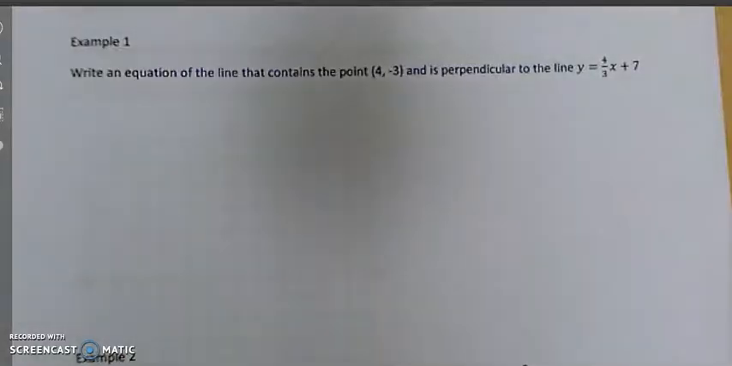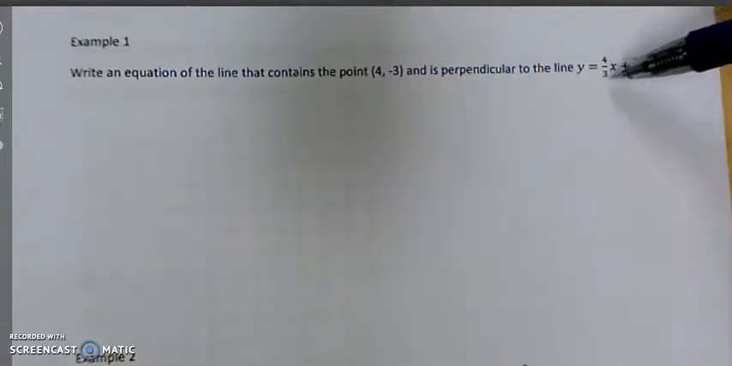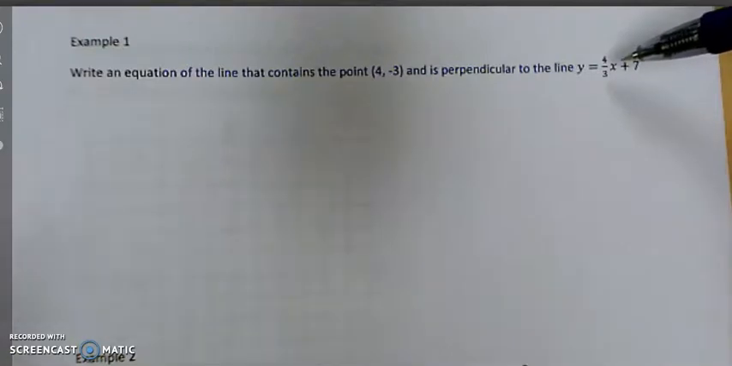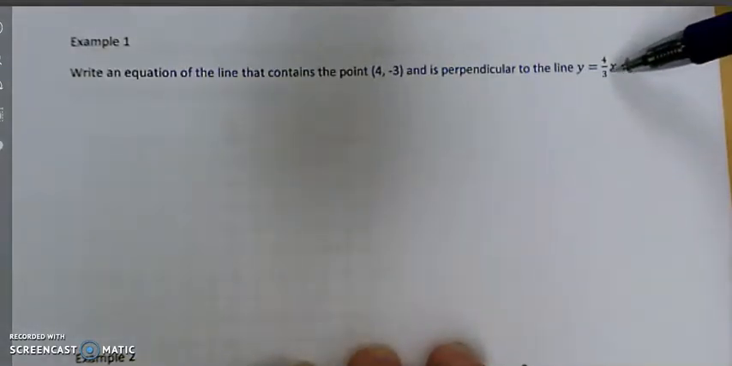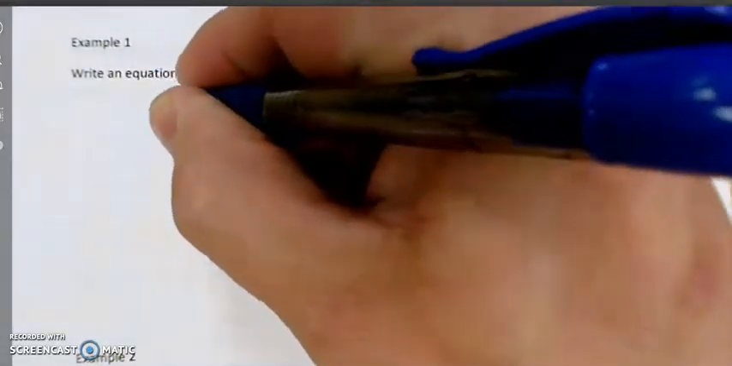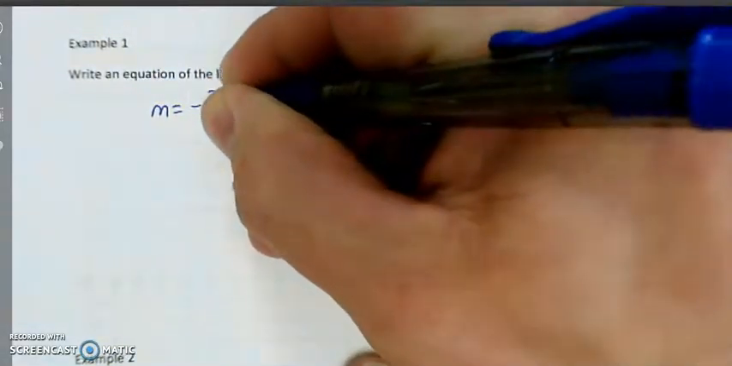Alright, welcome to using parallel and perpendicular lines. First thing that we're going to do is take a look at this problem where there's a slope provided in this line. Since our new line needs to be perpendicular to this line, our slope needs to be what's called a negative reciprocal. Since this slope is equal to 4/3, my new slope will equal negative 3/4.